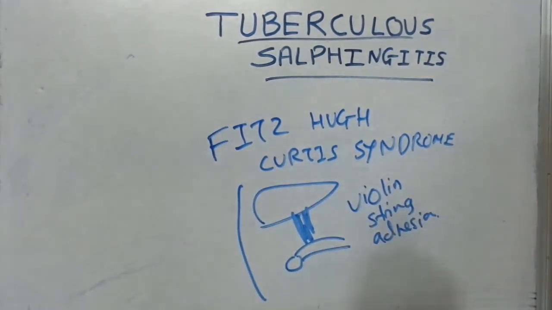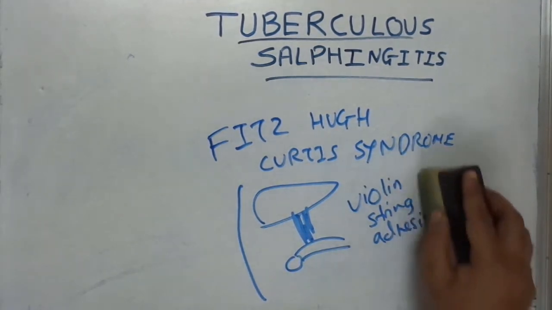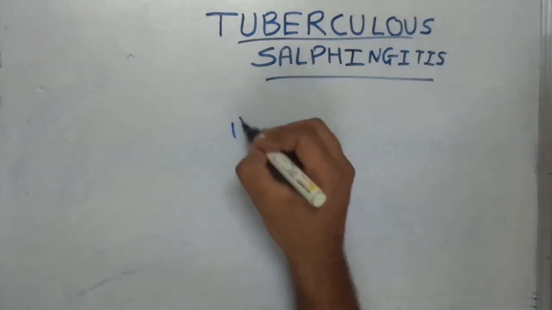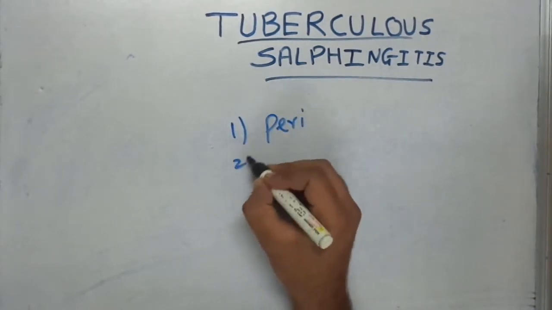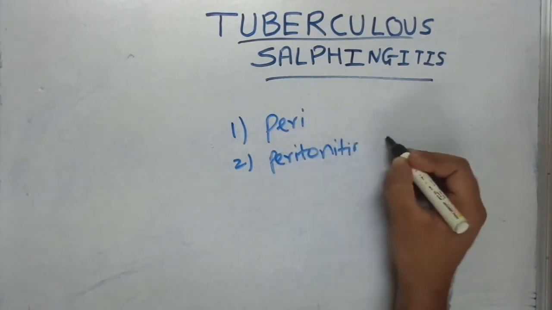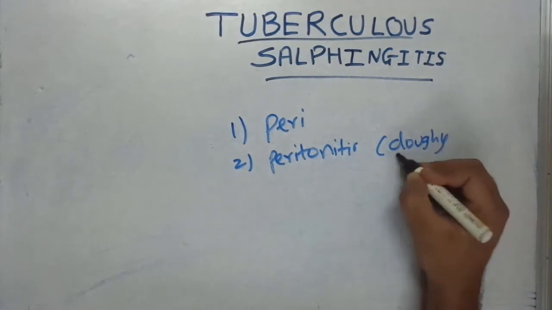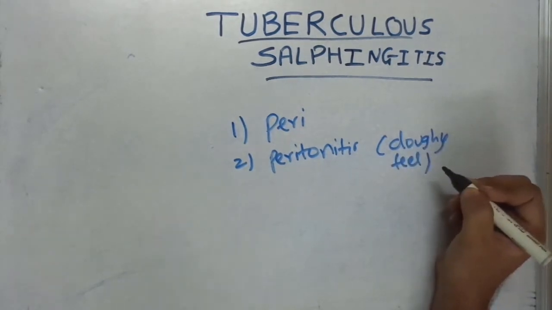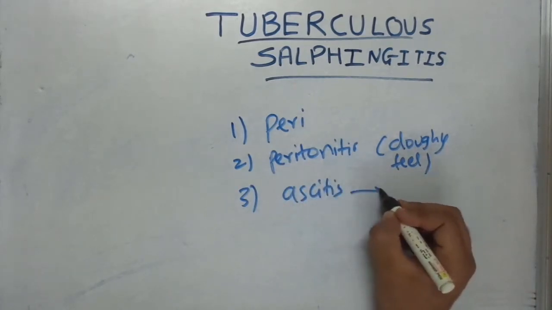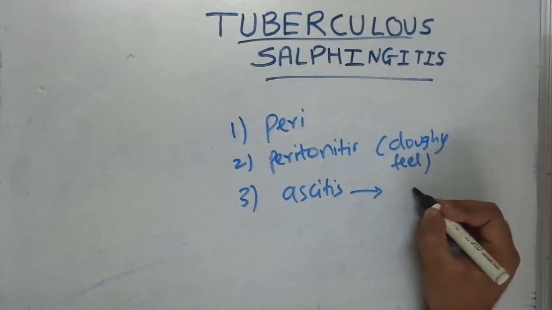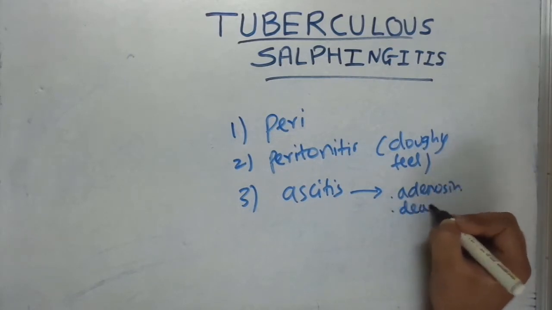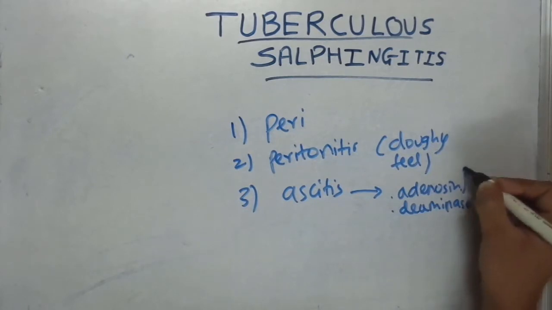Now proceeding further, in complications of tuberculous salpingitis, we have peritubal abscess, then peritonitis, in which we can get Doughy field of abdomen, then ascites, and in tuberculous ascites the specification is that adenosine deaminase is increased.